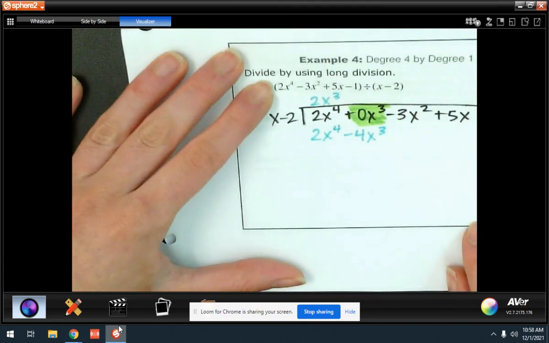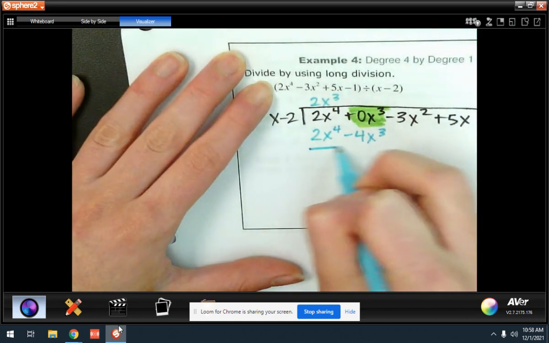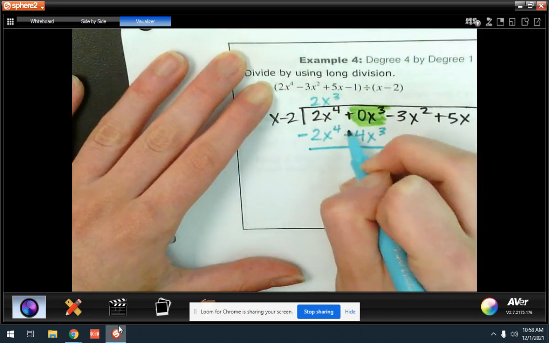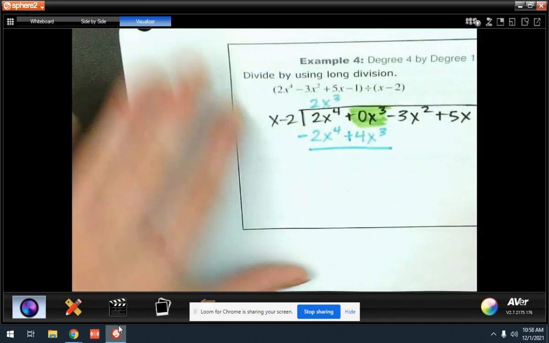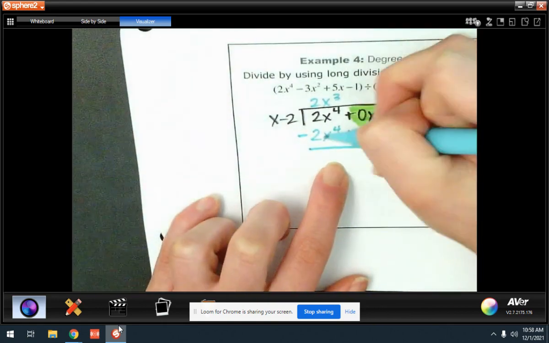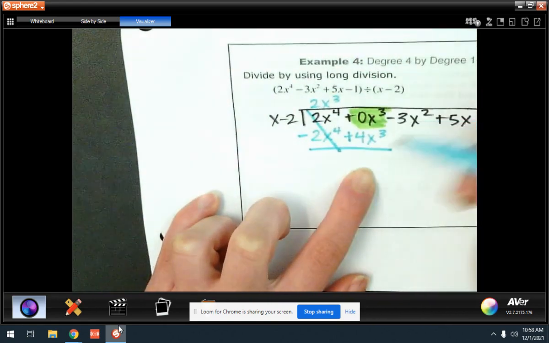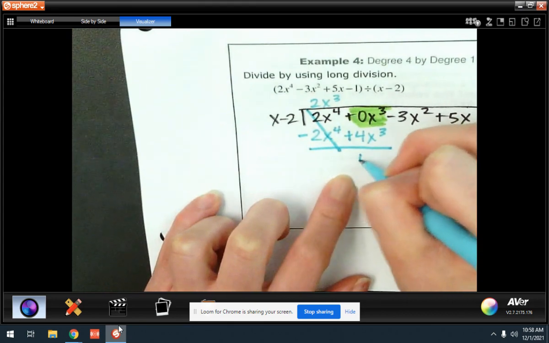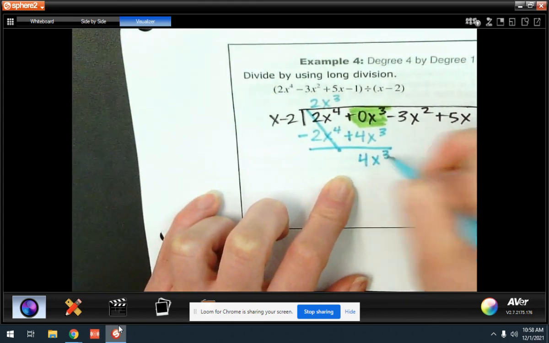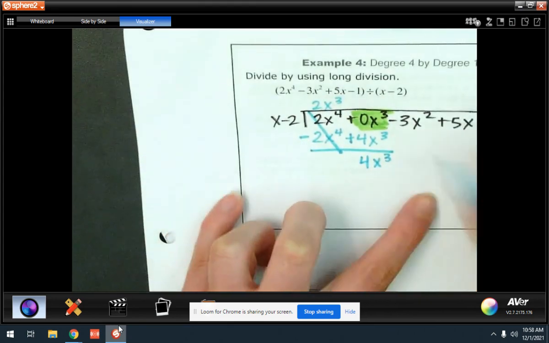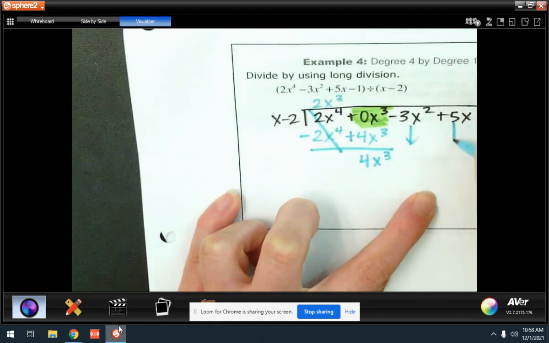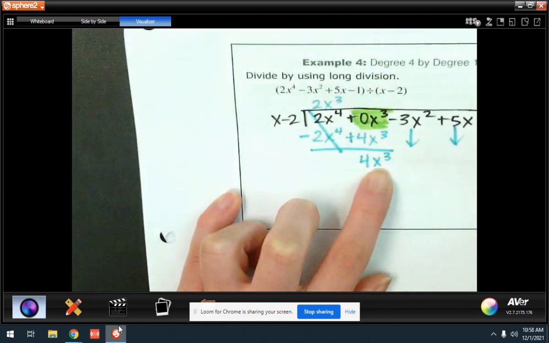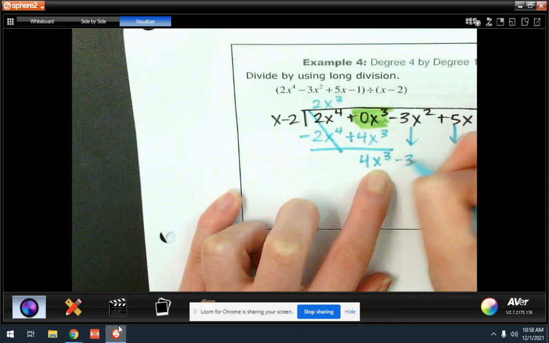Okay, for the subtraction, draw your line, change your signs. Okay, so that first term goes away, and then 0 plus 4 is 4x cubed. Then we have 3 terms to bring down before we get to ignore everything above the line.